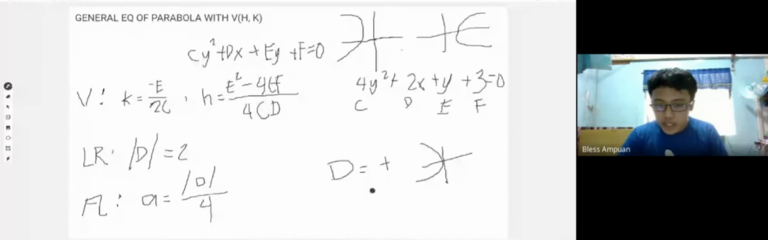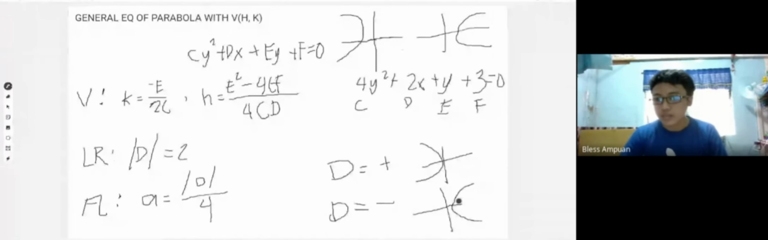If D natin is equals to negative, D natin ha, base ka nga D. Ini siya nga D. If negative, going to the right. So ito siya pag-identify. So therefore, in ito example, this is going to the left. So left ang kanya pagbuka. Pag open, it will open to the left.